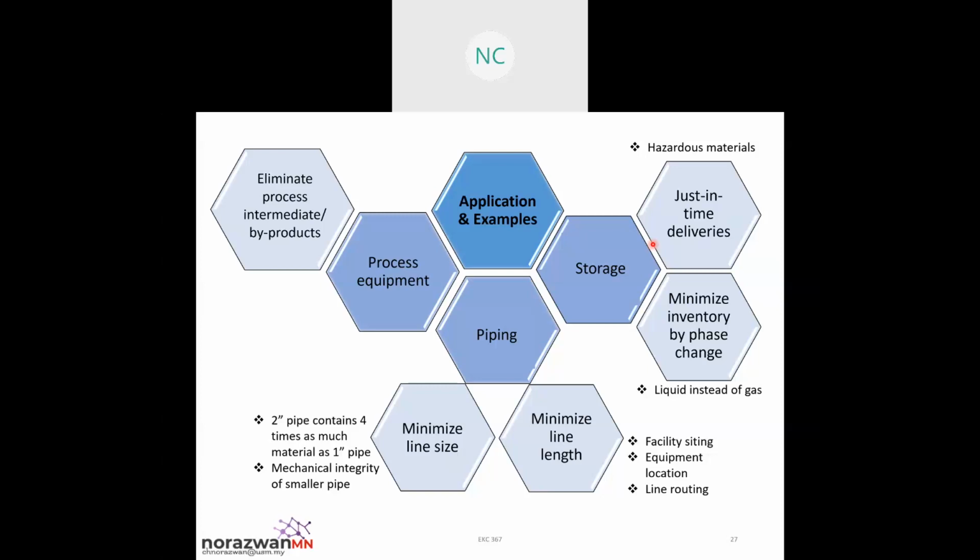You also can minimize the inventory by phase change. You can use liquid instead of gas, so that you can minimize your storage capacity. For process equipment, just like the one given in the article, you can eliminate the process or the byproduct process, so that you don't have to store the byproducts.